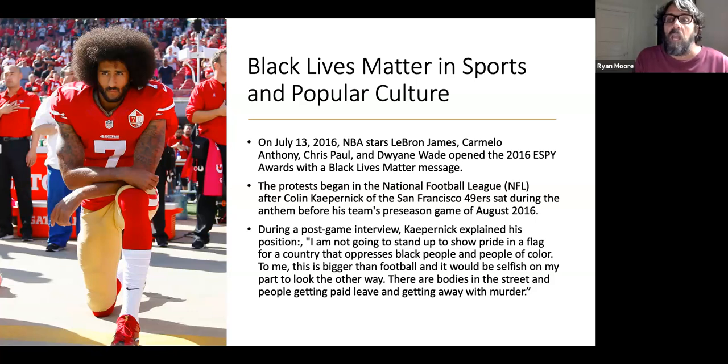And when Kaepernick is asked about this, he says, "I'm not going to stand up to show pride in a flag for a country that oppresses Black people and people of color. To me, this is bigger than football, and it would be selfish on my part to look the other way. There are bodies in the street and people getting paid leave and getting away with murder."